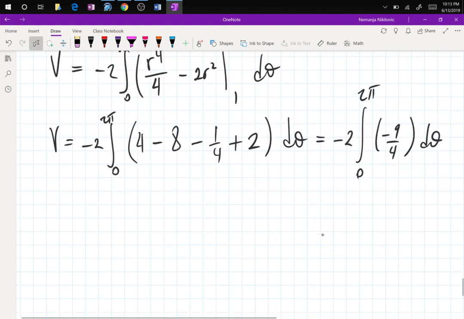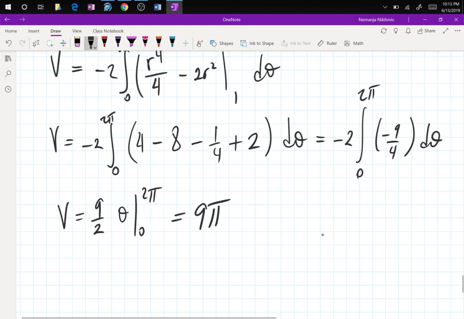Negative kills negative, and 2 cancels 4, so I have 9/2. When I integrate theta, I get theta from 0 to 2 pi. 2 kills 2, 9 pi. Volume is 9 pi.